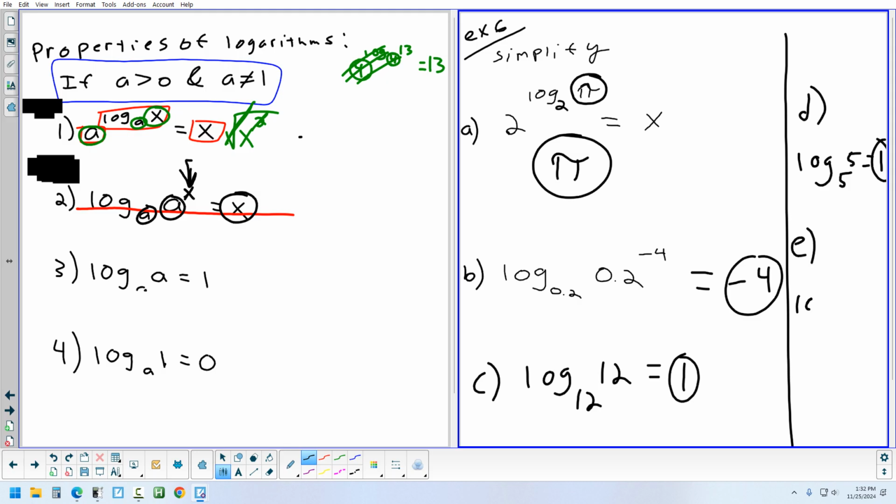And then how about log base 6 of 1? 0. That's property 4. Okay, so just looking at the problem and then matching up exactly what you have with one of those 4 things.